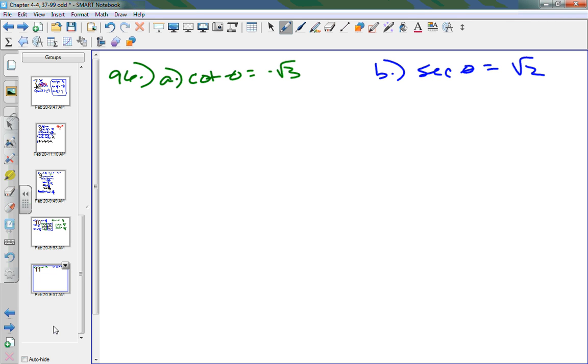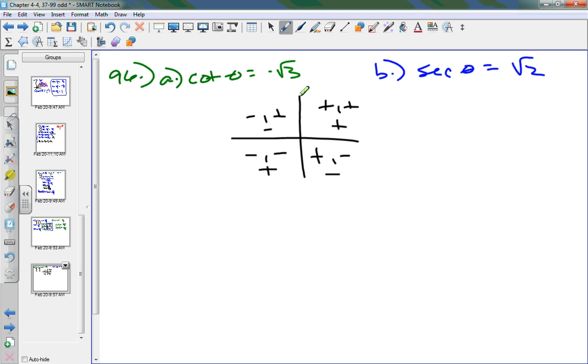Same exact concept, except for this time, what do I know? I'm going to go right back over here, draw my lovely little quadrant diagram, okay? Cotangent's negative in what quadrants? 2 and 4. Cotangent's negative in quadrants 2 and 4, right?